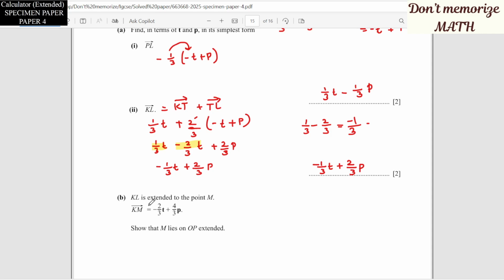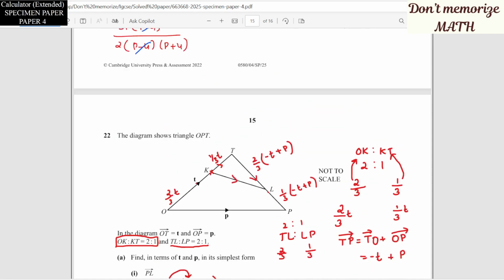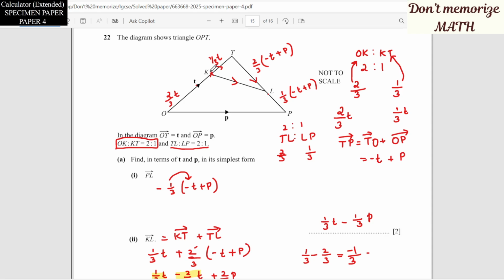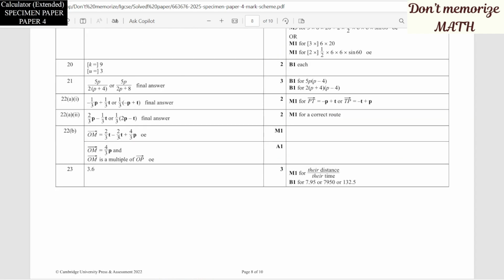Okay, let's see the B part. KL is extended to a point M. So you can see this line KL is extended to some point M. We don't know where M is. Okay, I will just change the color so that it will be easy for you to identify it. So I'll take blue. They are telling us this KL is extended, we have some point M. Okay, we don't know where it is, maybe here or somewhere. What we need to prove?